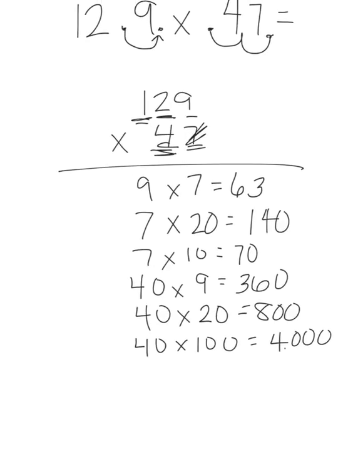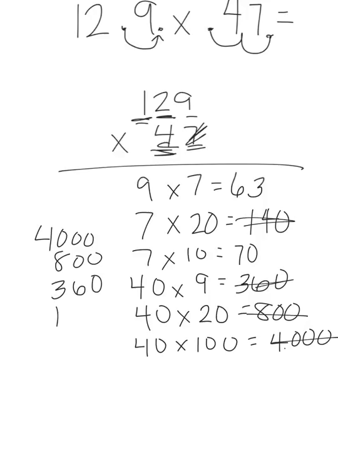I'm going to kind of move this over to the side so I have room. Okay, so then I have 4,000 plus 800 plus 360, and I'm sorry guys, this is a little sloppy. I'm trying the best I can with my hands. And then remember, when we were doing our multiplication unit, we always went in order from greatest to least. So then 140, and then plus 70, and then plus 63.